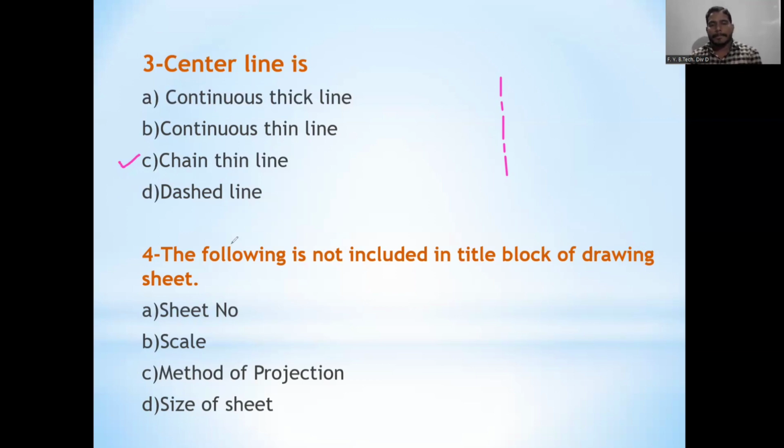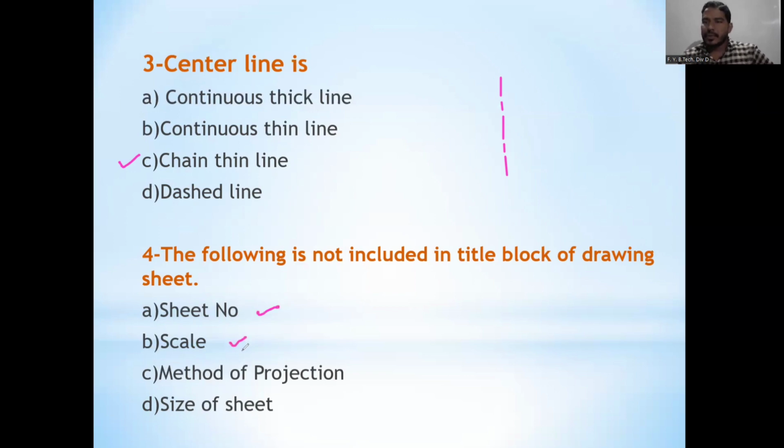Now next, fourth one: the following is not included in the title block of the drawing. That we have to see. Now, sheet number will be included in the title block. Then scale also, so definitely it must be included.